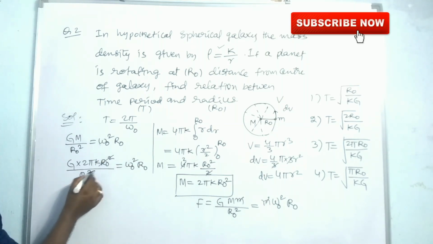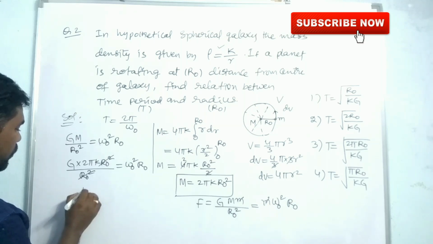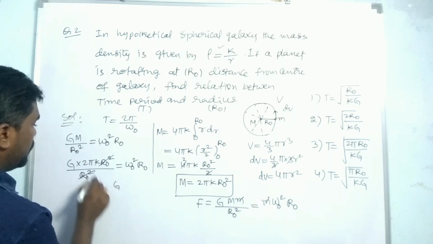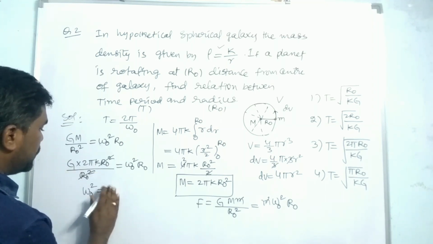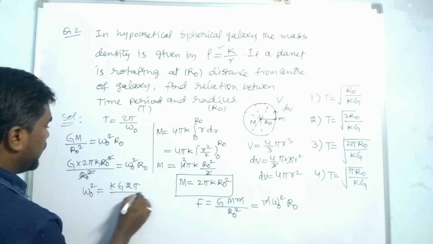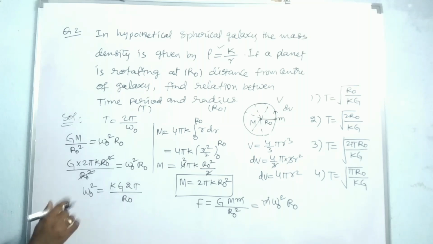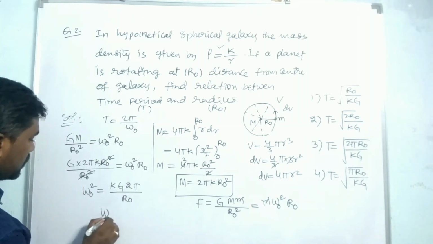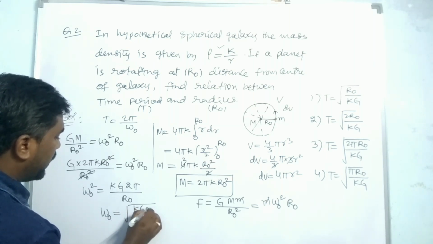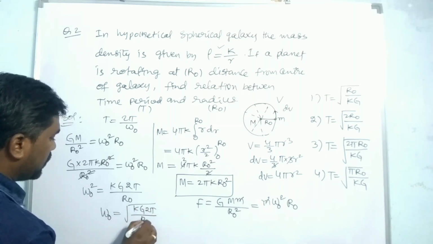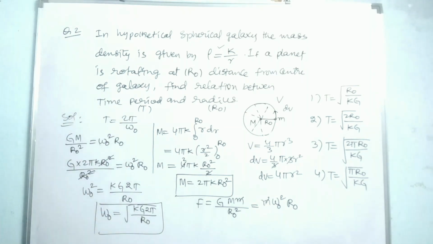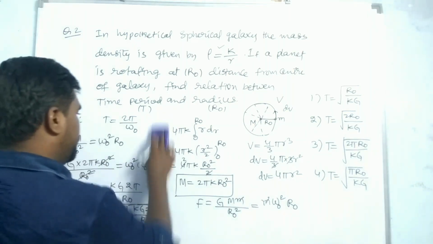Just cancel out the r naught square, where omega naught square is equal to K into G into 2 pi by R naught. So this is the omega naught value. Omega naught is equal to under root of K G 2 pi by R naught. So this is the omega naught value. Just we have to substitute here.